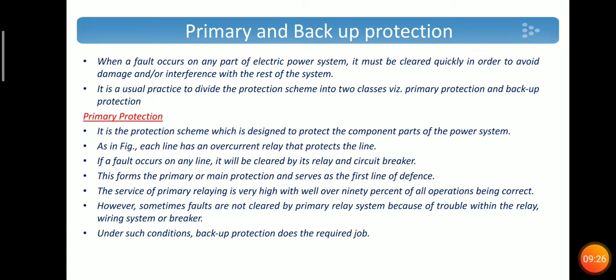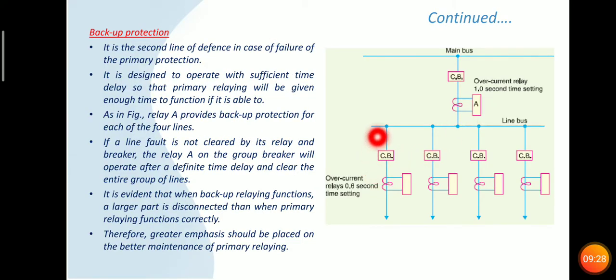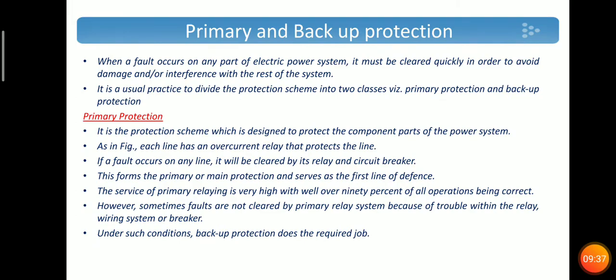As in this figure, here there are 4 transmission lines. Each line is protected by a relay and a circuit breaker. This is the primary protection. If a fault occurs on any line, it will be cleared by its relay and circuit breaker. This is the primary protection, or the first line of defense. Usually the protective systems are designed such that they operate for 90% of the applications.